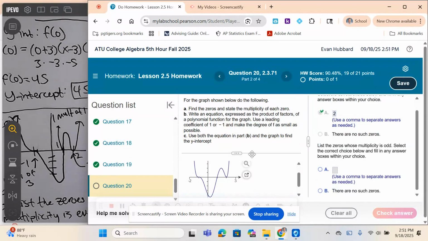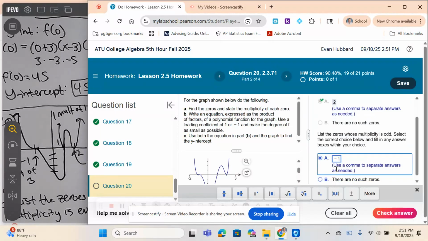Okay. Let's do zeros where the multiplicity is odd. The multiplicity is odd for -1 here, because that's got a multiplicity of 3, and for 1.